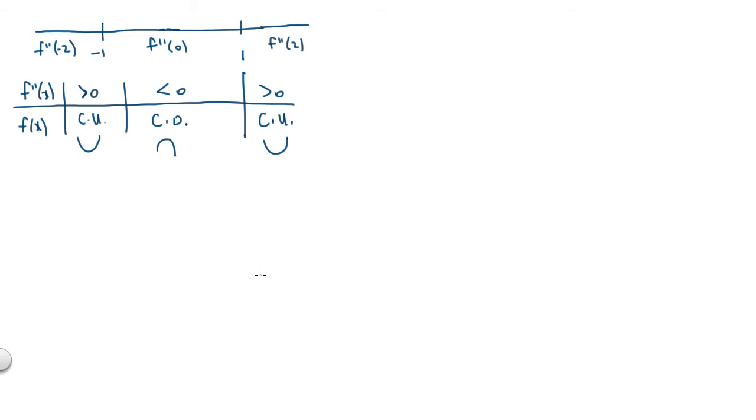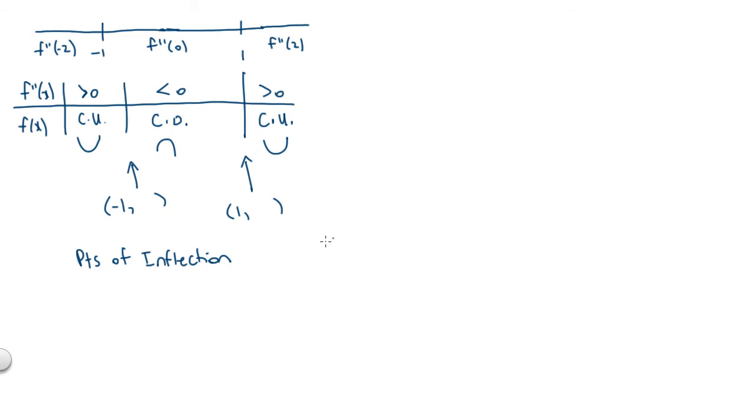Now to answer the question about points of inflection. Points of inflection are places where the concavity changes. So where the function moves from concave up to concave down, or vice versa. So we do have a point of inflection at the x value -1, and we have another point of inflection at the x value 1. So 2 points of inflection.